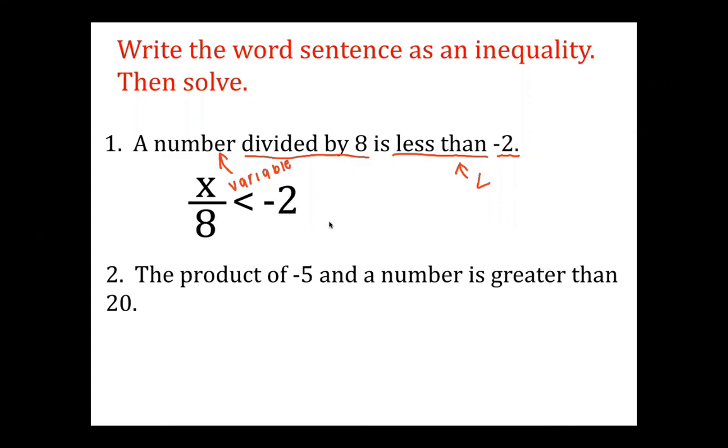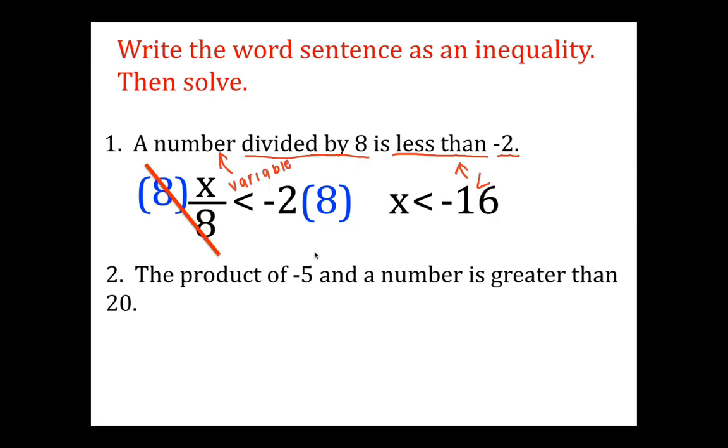Now that you have your inequality, you can go ahead and solve it. So x over 8 is less than -2. Undo the division by multiplying both sides by 8. 8 will cancel. And now you have x is less than, and then simplify -2 times 8, which would be -16.